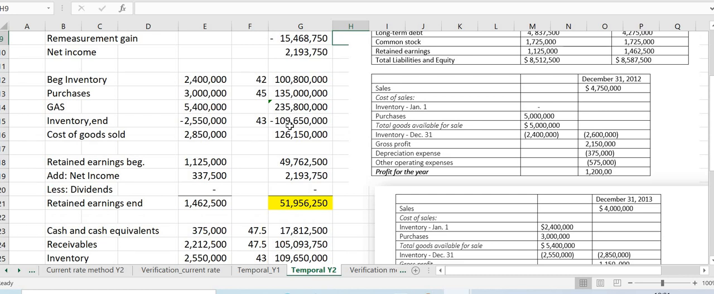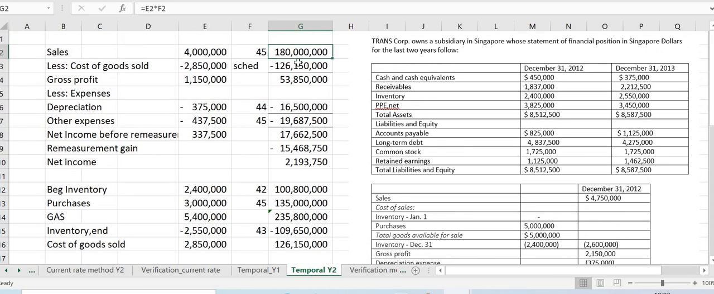So you have 109,650,000. So your cost of goods sold is 126,150,000 in Philippine peso. Okay. So your sales is 180 million and your cost of goods sold is 126,150,000. So you have gross profit of 53,850,000. Your depreciation is measured or translated using the historical rate at 44. So we have 16.5 million and other expenses at the average for the year at 19,687,500. Okay.